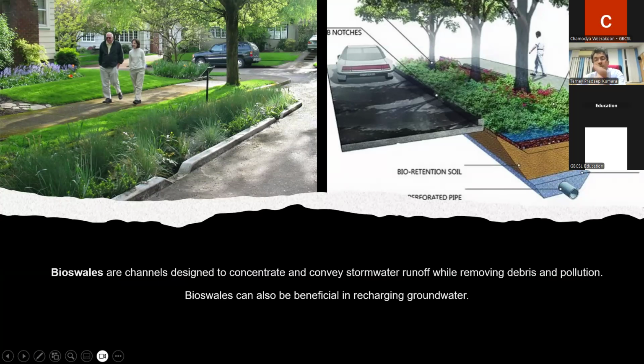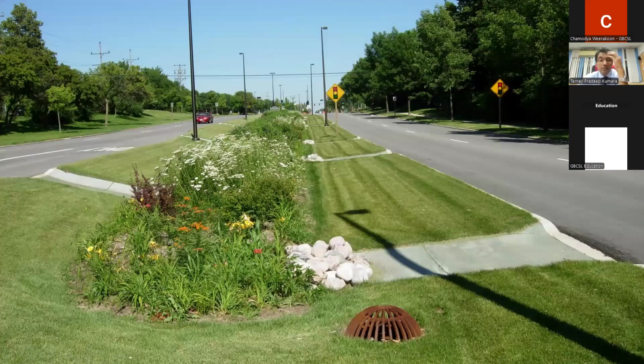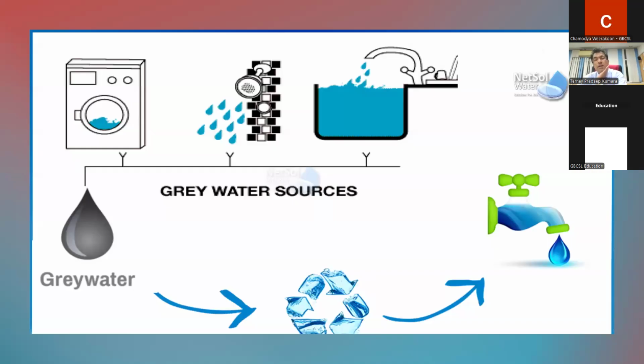It's very common. You can see it here, right? In coastal areas, you can use these techniques to wisely manage your rainwater, right? And using grey water for some activities. For example, gardening, you can use grey water.